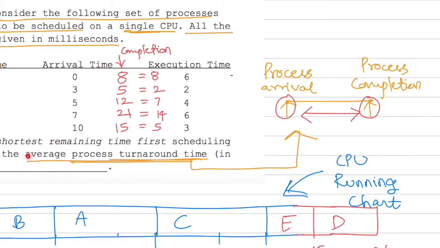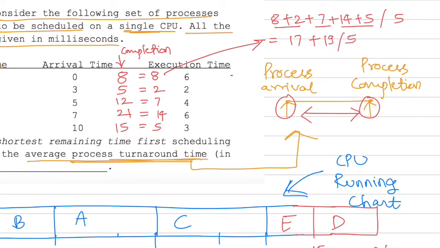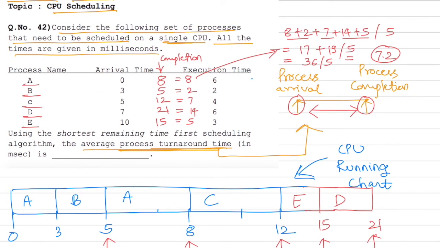What they have asked is the average process turnaround time, so I just have to calculate the average. It's 8 plus 2 plus 7 plus 14 plus 5, whole divided by 5. That is 10 plus 7, which is 17, plus 14 plus 5, which is 36, divided by 5, which equals 7.2. So my average process turnaround time becomes 7.2.